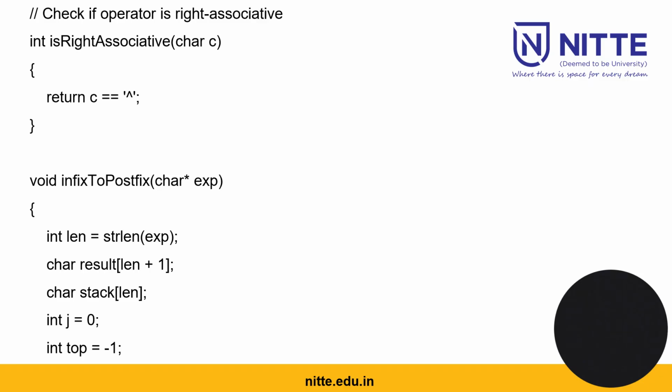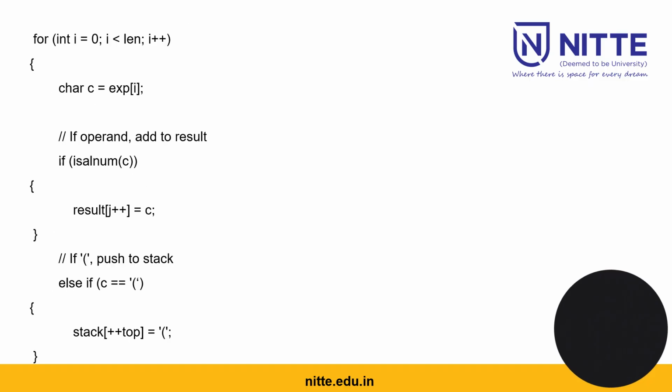Then I will take another array, stack, which is of size len. Now I will take j initially equal to 0 and top equal to -1. That means right now the stack does not contain anything.